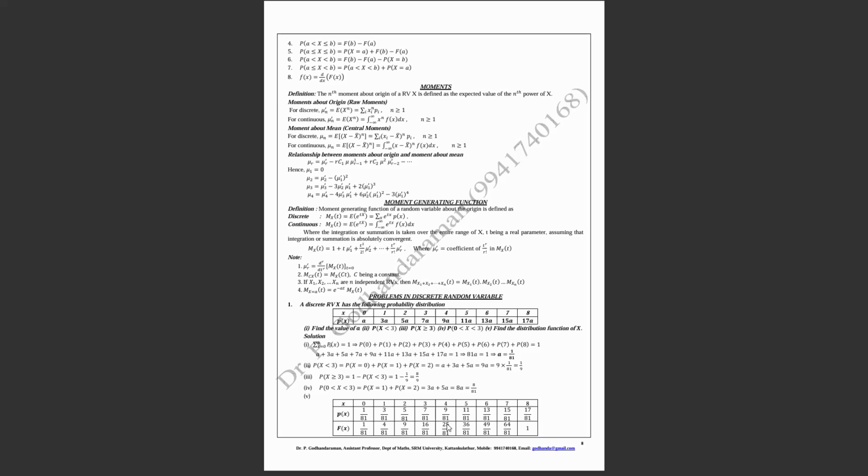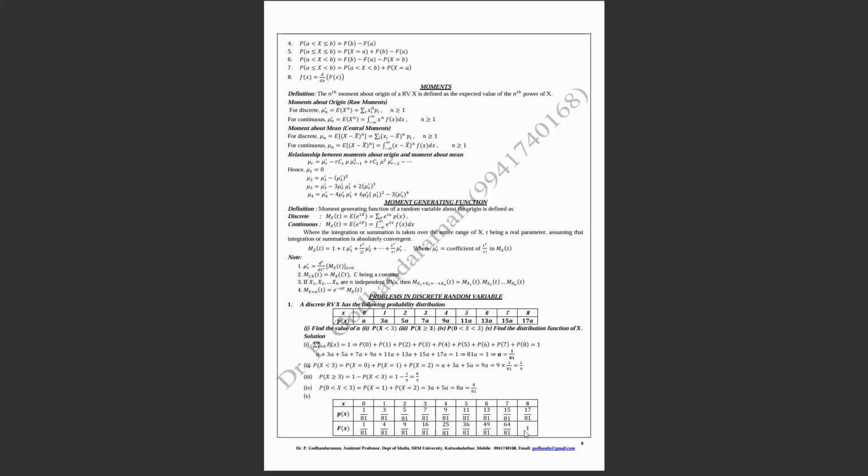Next, by adding the first 5, or 9 plus 7 is equal to 16. 16 plus 9 equal to 25. 25 plus 11 is equal to 36. 36 plus 13 equal to 49. 49 plus 15 equal to 64. 64 plus 17 is equal to 81.